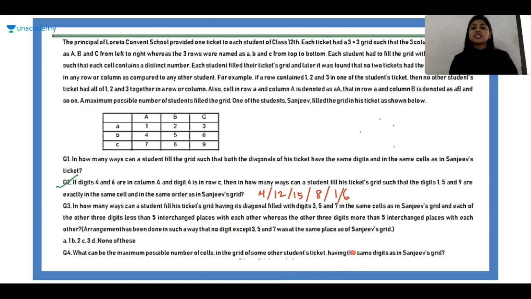Okay, let's see the second question. Those who have joined now, take a screenshot and keep reading. We are on second question right now.